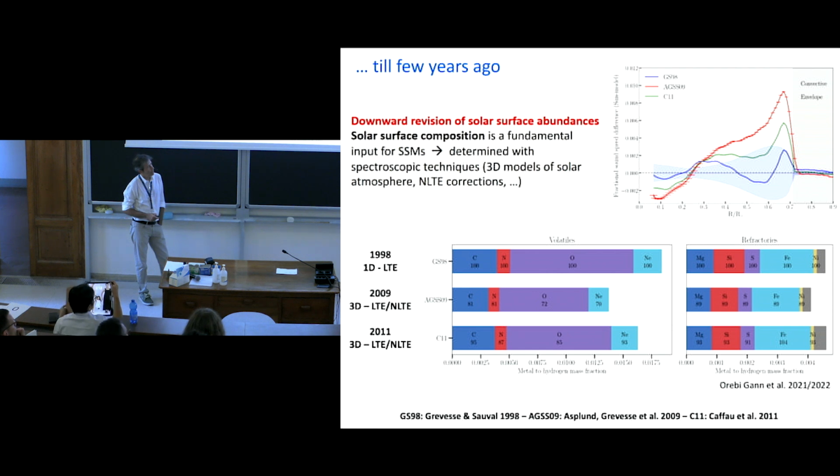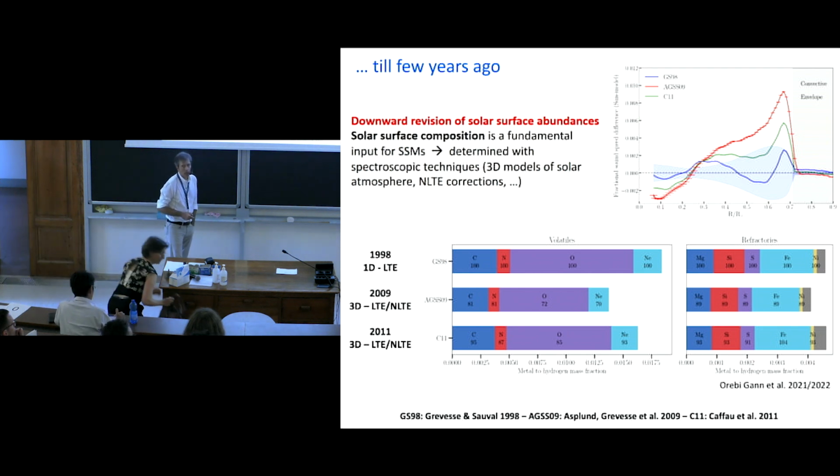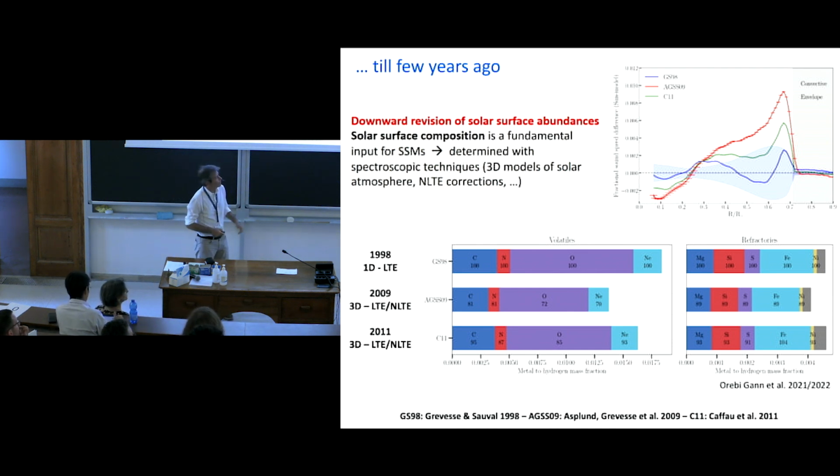The effect of the revised abundance is shown here. This line corresponds to the fractional difference between the helioseismic inferred value of the sound speed and the prediction of the model with the old composition, while the red line corresponds to the more modern compilation. So the introduction of these new values spoiled the agreement with helioseismology, and this constitutes basically the so-called solar abundance problem.